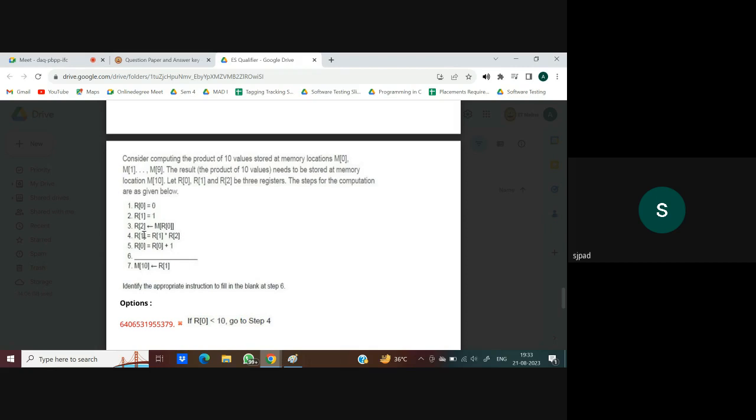Maybe I'm still not clear, because it says the product of 10 values, so it could be something, right? So you're telling me that if I put anything apart from 1 on line 2, it will give a wrong output. It will give a wrong output, yes. Output, sorry. Okay.